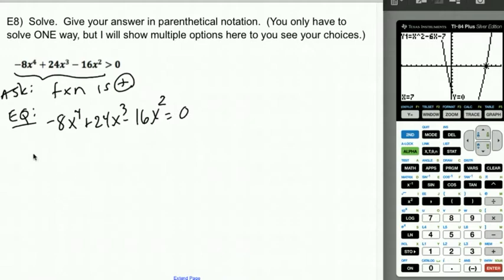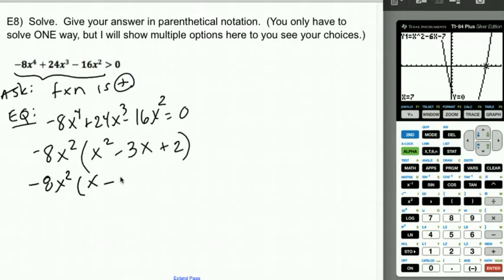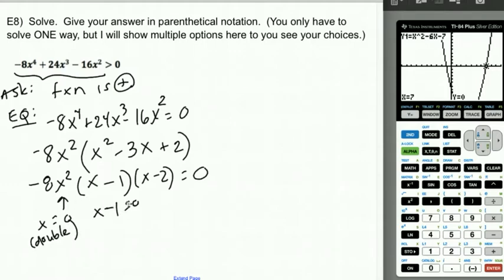I'm going to take out a GCF of -8x squared, and I'm going to be left with an x squared minus 3x plus 2, which means that this is going to factor into x minus 1, x minus 2. So my zeros are x equals 0, right? Which is actually going to turn out to be a double root. We're going to talk about that in a sec, but it's because it's x times x, right? X minus 1 is 0, which would be x is 1, or x equals 2, right?